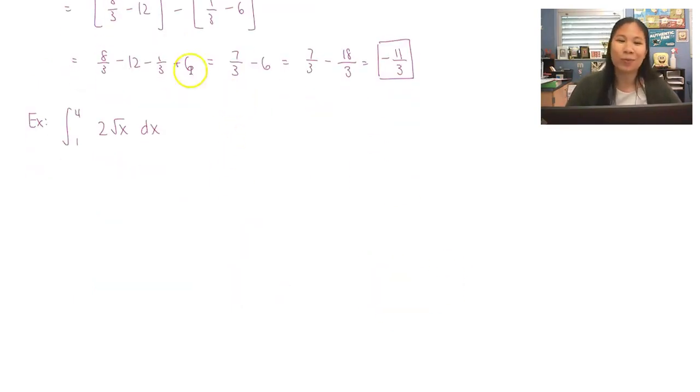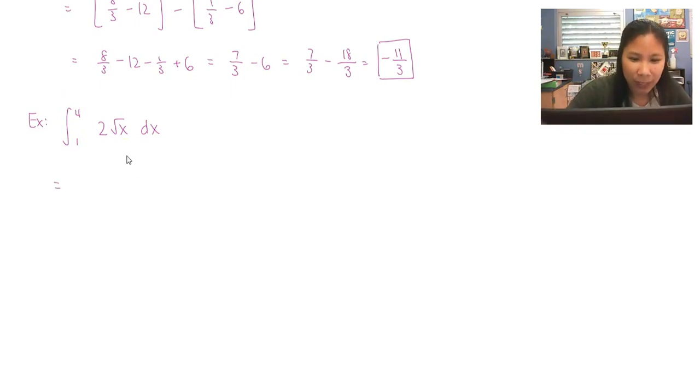Let's do another example. This time let's take the integral from 1 to 4 of 2 square root x dx. Same thing, let's find the antiderivative of 2 square root x first. If I want to use the power rule, this is really 2x to the 1/2 power. So the 2 is just a constant, I can put that in front. x to the 1/2 would become x to the 3 over 2 by adding 1 to the exponent, and then divided by 3 over 2.